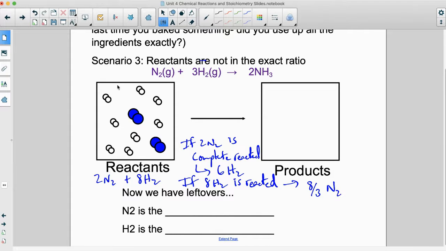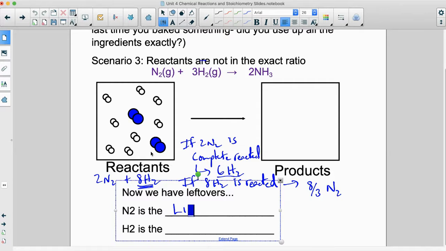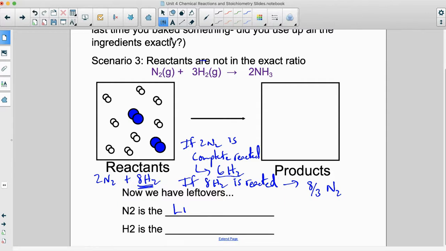So what I'm going to do, to make this next part a little bit more understandable, is I'm actually going to draw in another hydrogen molecule. But for now, we can see that if 2 N2 is completely reacted, we need 6 H2s. And if we look here, we've got 8 H2. We have more than enough. So we call N2 something called the limiting reagent or limiting reactant.